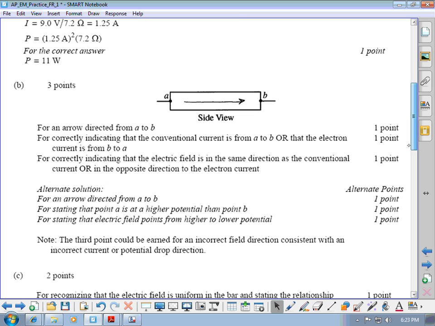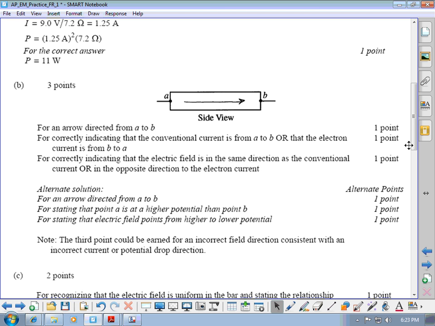Okay, part B, the electric field in the bar. It was 1 point for drawing an arrow pointing from A to B. Explanation or not, if you had that down, that was 1 point. It was 1 point for correctly indicating that the current is from A to B. So the conventional current, the flow of positive charge, goes from A to B, or the electron current is the opposite of the conventional current. So that would be going around counterclockwise from B to A.